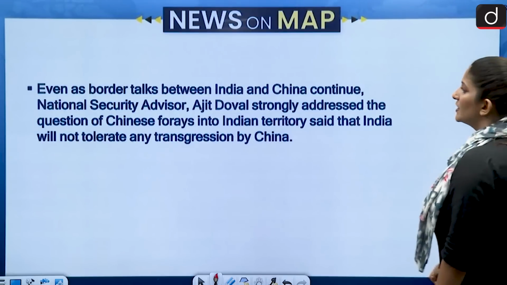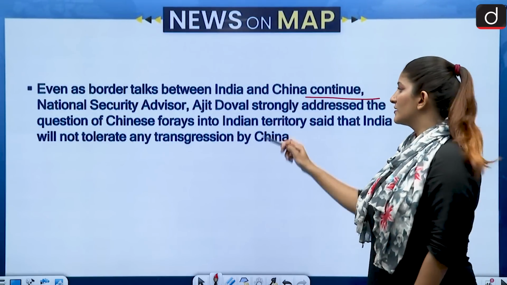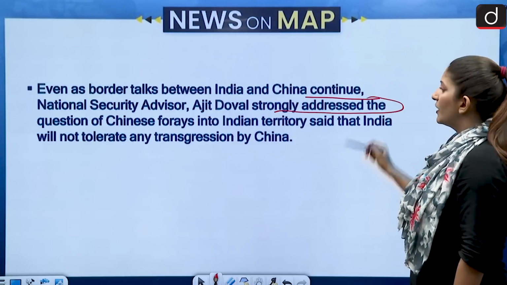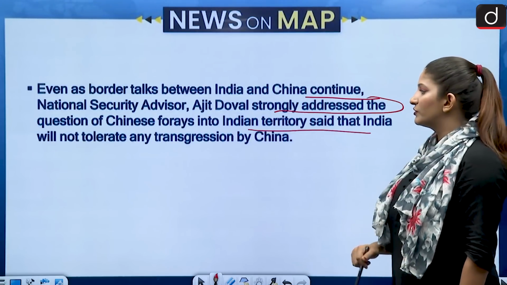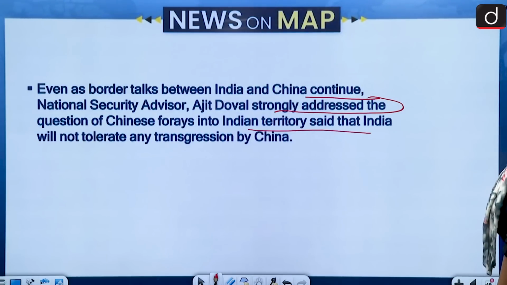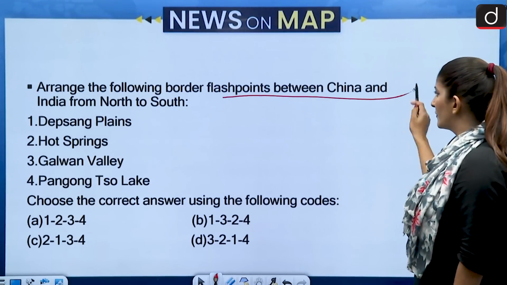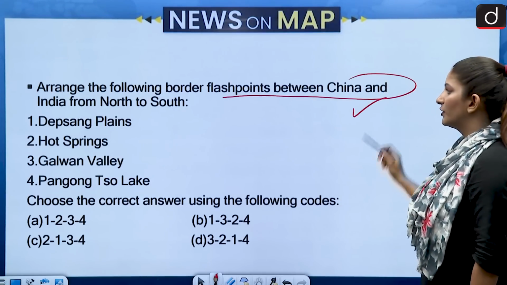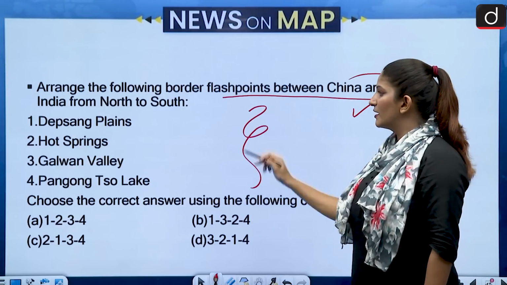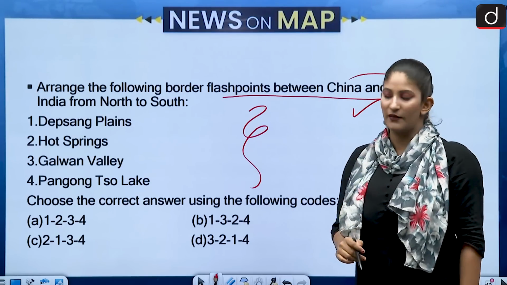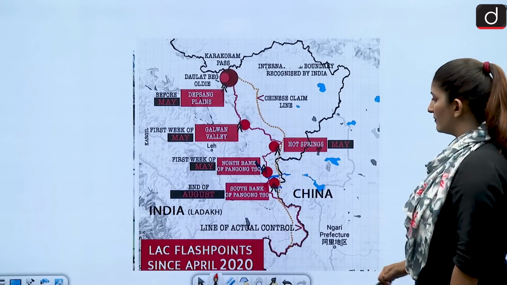Moving on, even as border talks between India and China continue, National Security Advisor Ajit Doval strongly addressed the question of Chinese forays into Indian territory, saying that India will not tolerate any transgressions by China. Now, the next question says, arrange the following border flashpoints between China and India from north to south. That means from top to bottom. These are the given options: Depsang Plains, Hot Springs, Galwan Valley, and Pangong So Lake. So let us first of all have a look at the map.